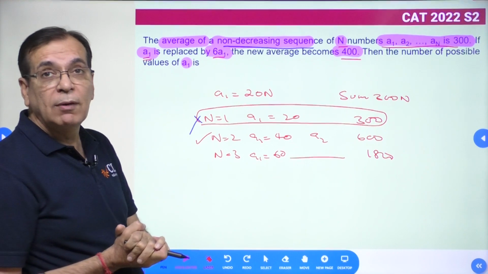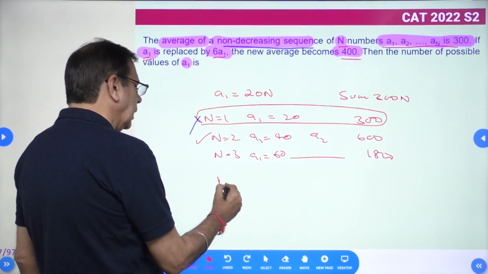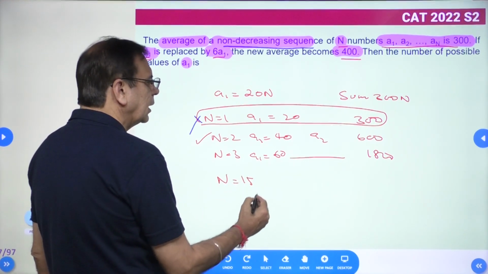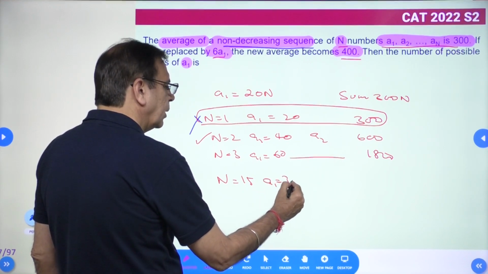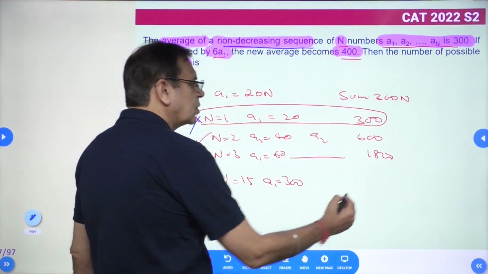What is the biggest possible value of n? Okay, let's write. If n is equal to 15, what does it become? A1 will be equal to 300. Okay, and sum has to be.